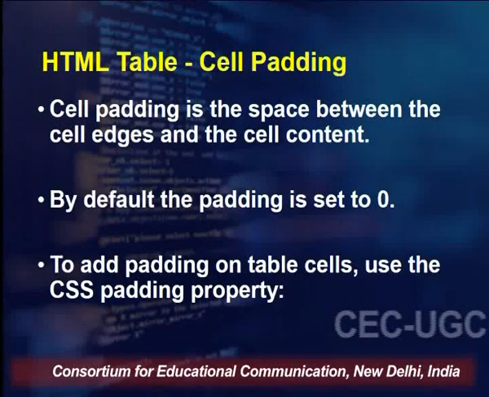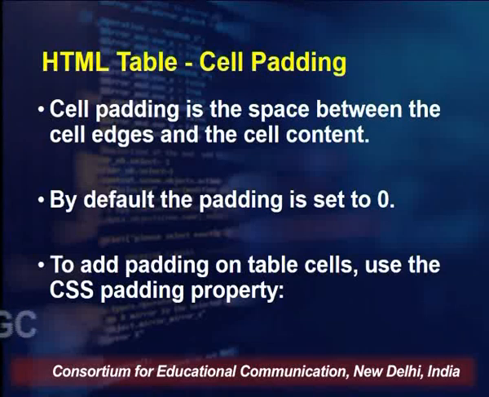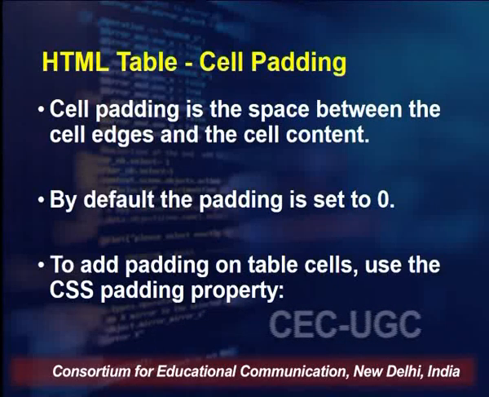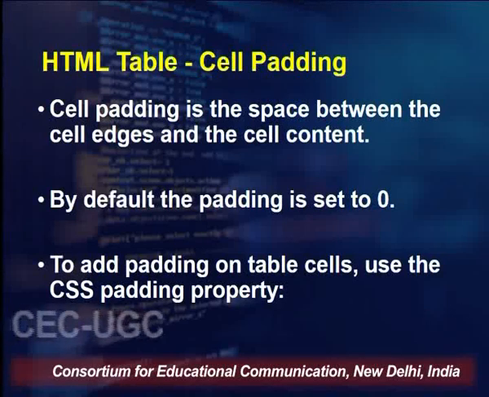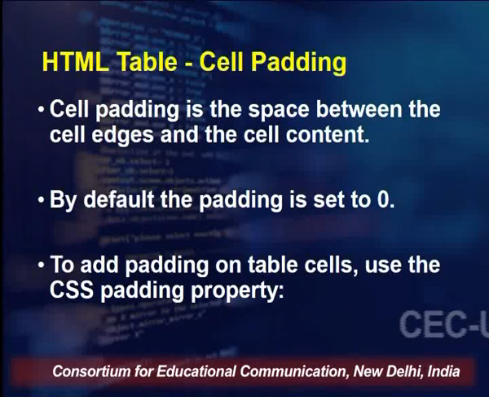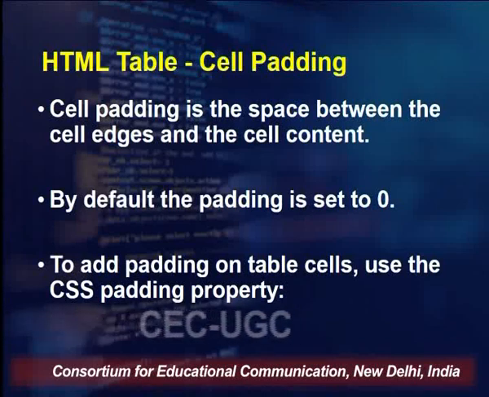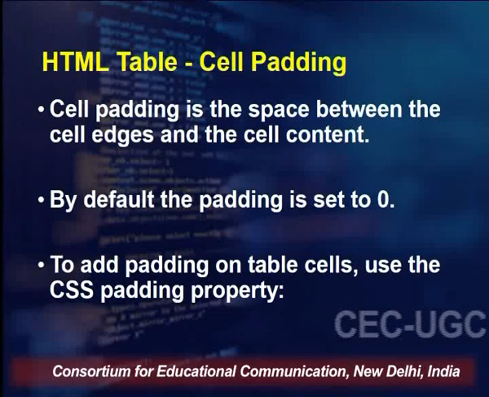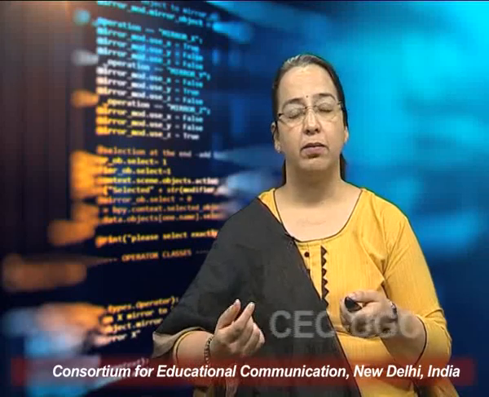So in an HTML table, the cell padding is set to 0 by default, so there is no space between the cell edges and the cell content. If we want to add padding on the table cells, we need to use the CSS padding property, or we can write it as an attribute of the table, as we have seen in the case of border. So we will say padding equals whatever amount of padding you want to put in.